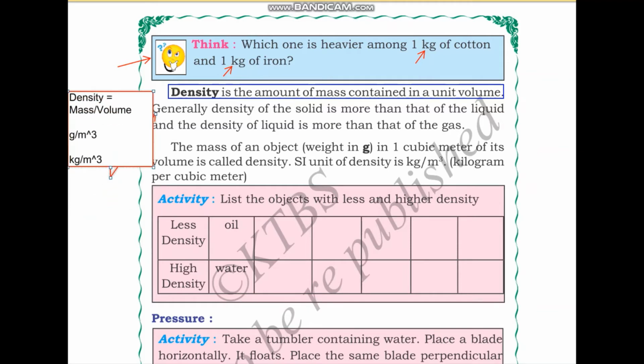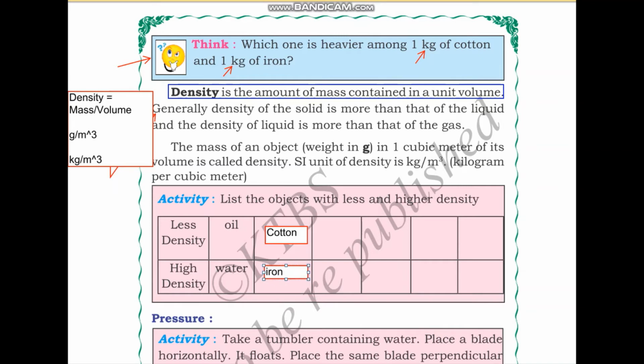Next, let us look into this activity. List objects with higher and lesser density. They have already given us an example, that is oil and water. So oil is of lesser density and water is of greater density. So let us list more objects with less density and high density. We learned that cotton is of less density and iron is of greater density. So we can give cotton and iron as examples for lesser and greater densities.